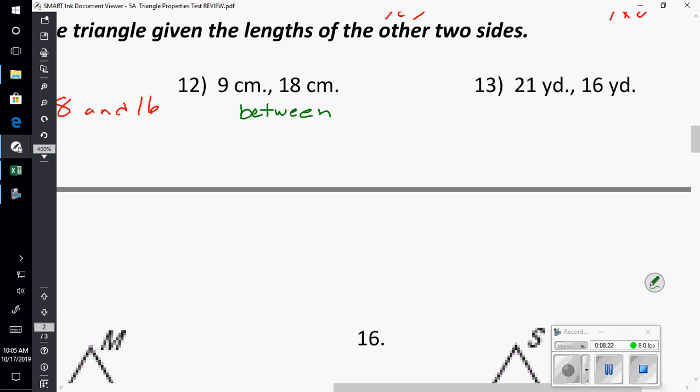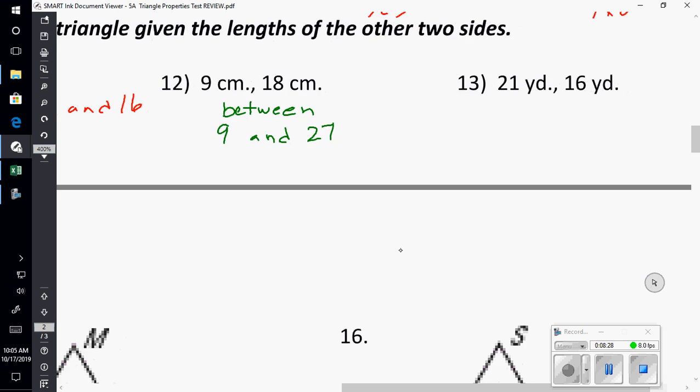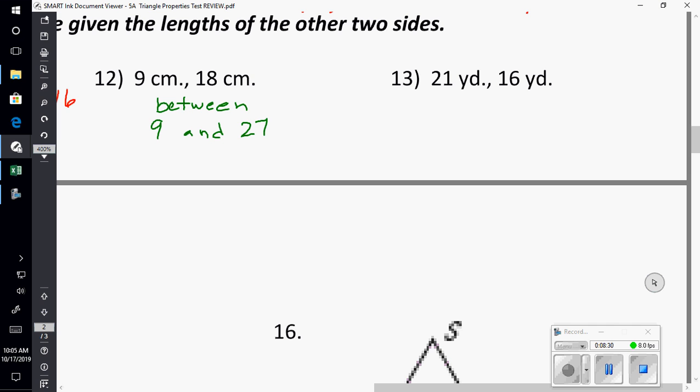18 minus 9 is 9. 18 plus 9 is 27. This would be between. You subtract these, you get 5. You add these together, you get 37.